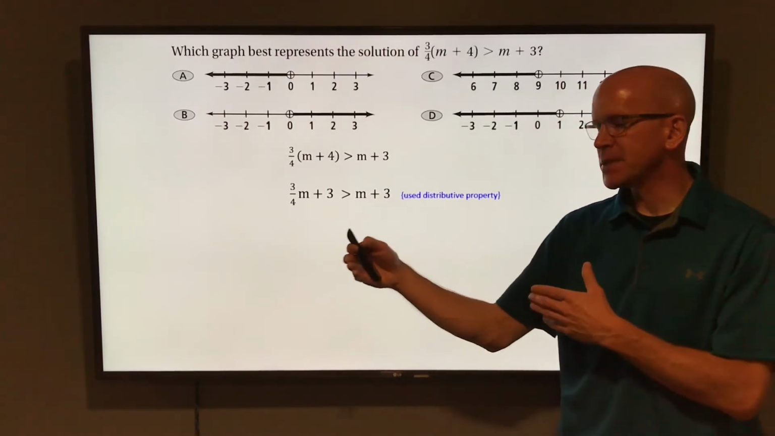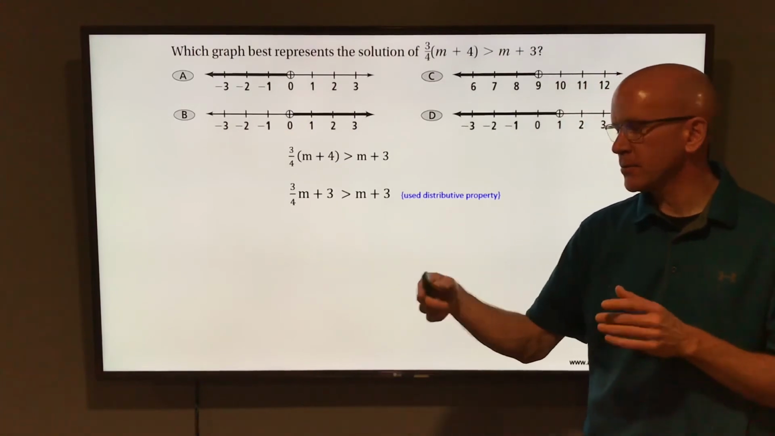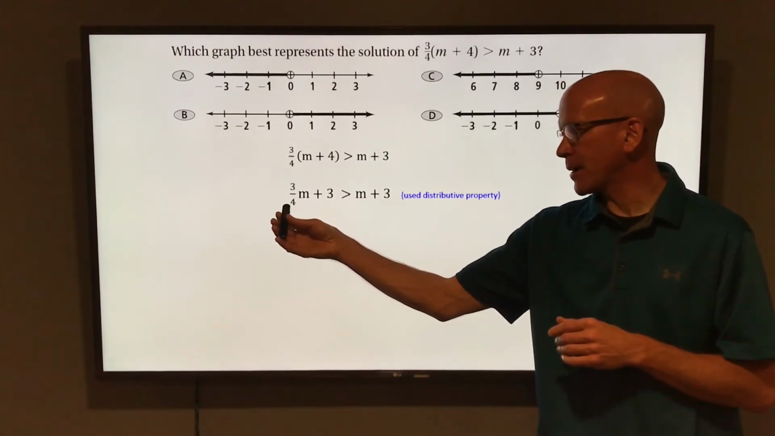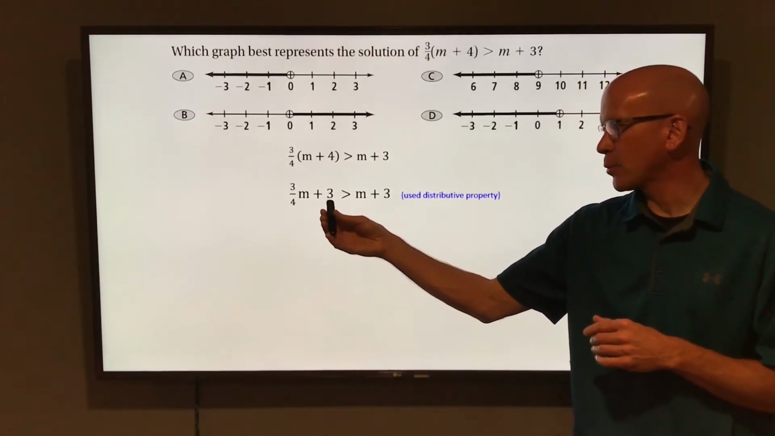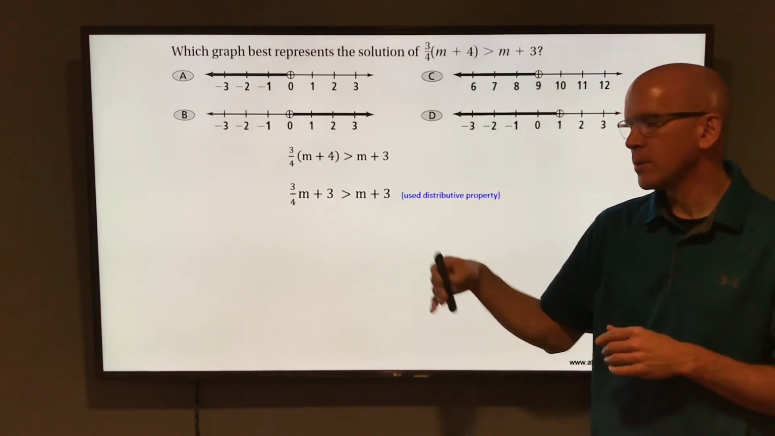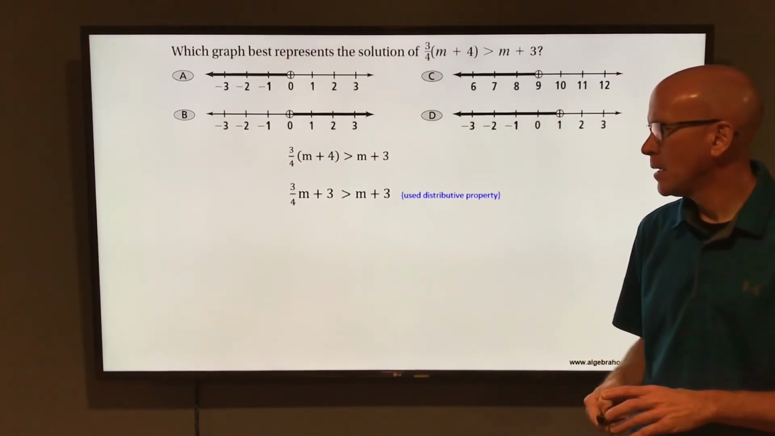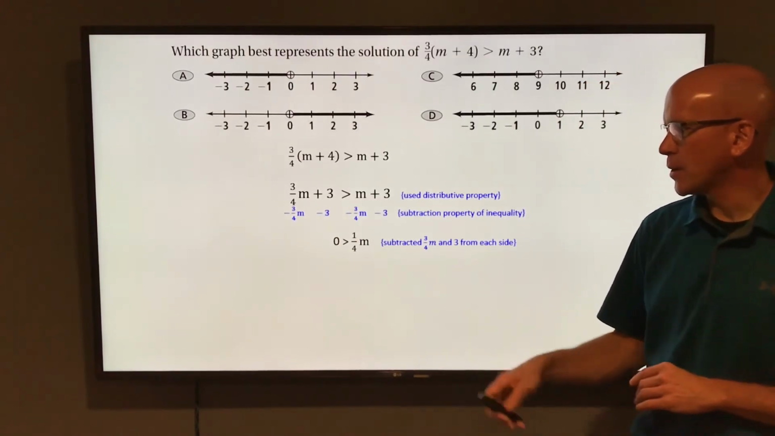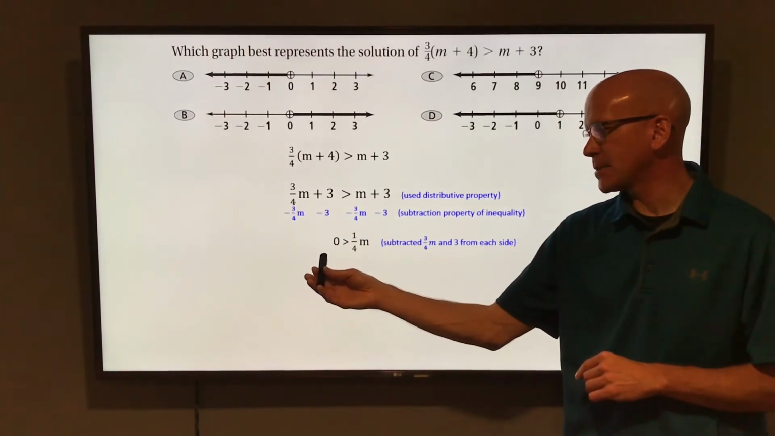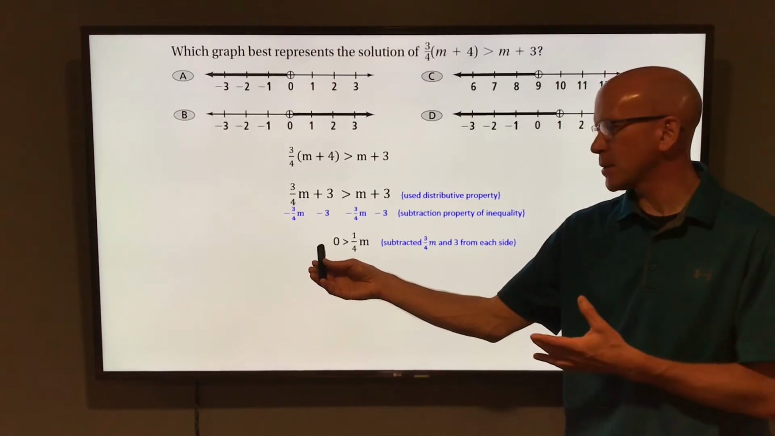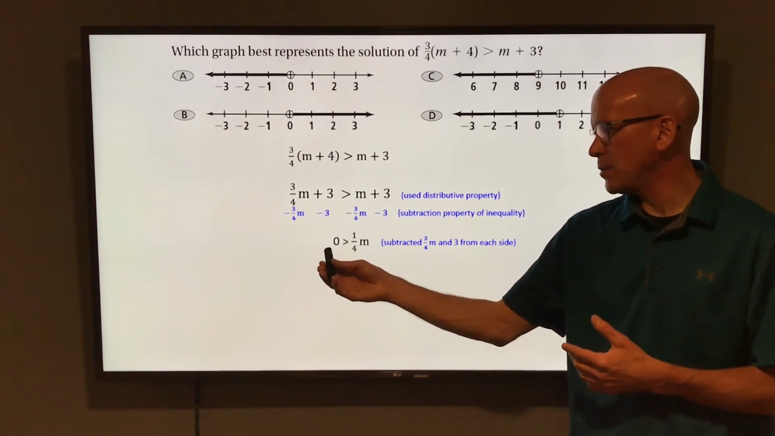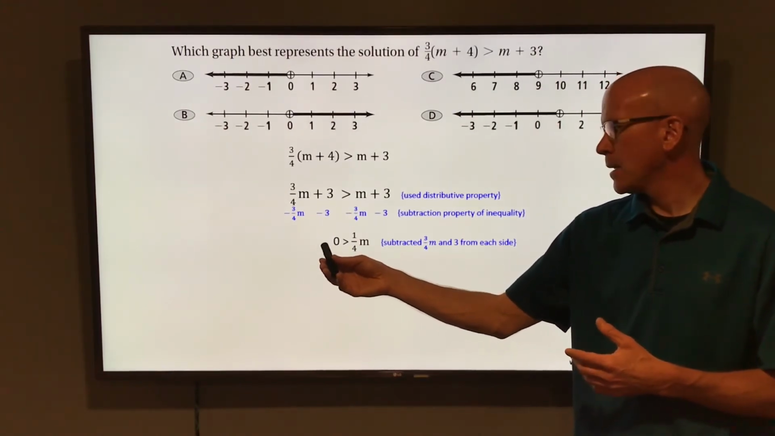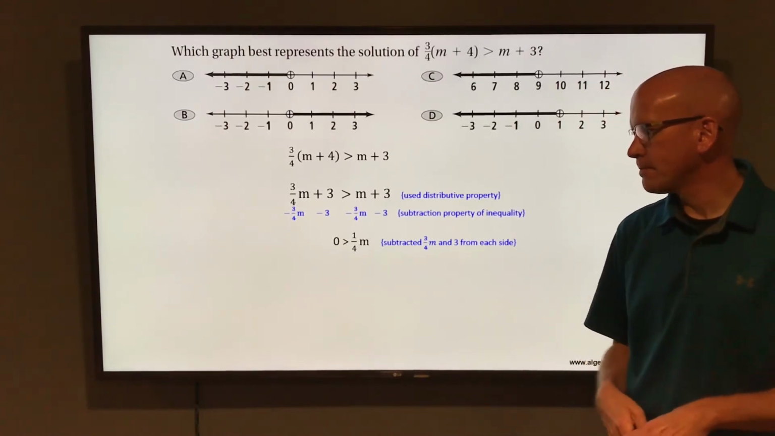Need to group the m's together on one side, get everything else to the other side as usual. You could subtract 3/4 m, you could subtract 3, you could subtract m, or you could subtract 3 again. For this, I'm going to subtract 3/4 m and subtract 3. Now, if you do that on the left side, some people think there's nothing left there. That's still a 0. 3 minus 3, you do have to represent that with a 0. So 0 is greater than 1/4 m.